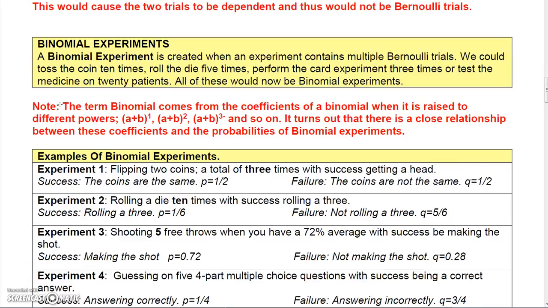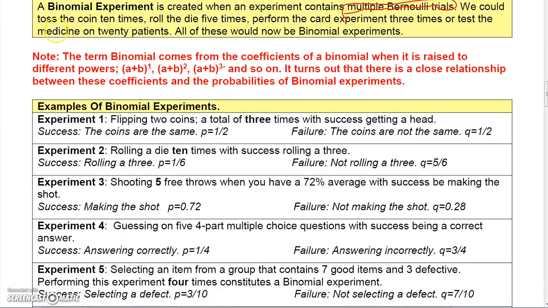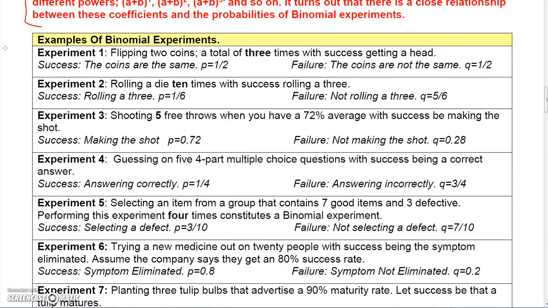Now, what is a binomial experiment? A binomial experiment is created when an experiment contains multiple Bernoulli trials. So if we do those trials I just mentioned multiple times, then that makes it a binomial experiment. You can read here, I give a little blurb about where the name comes from, but I'm not going to focus too much on that.